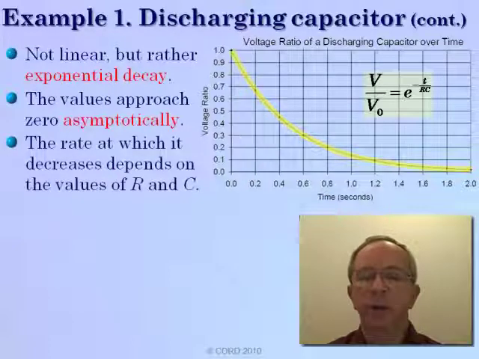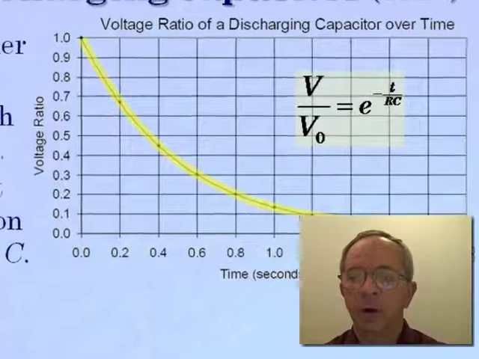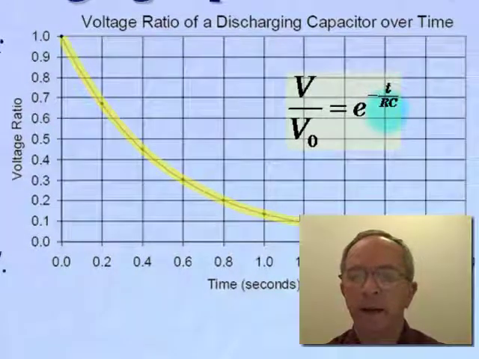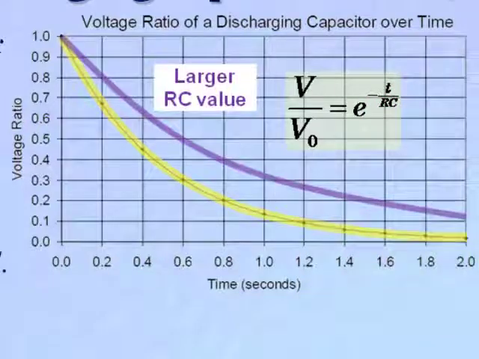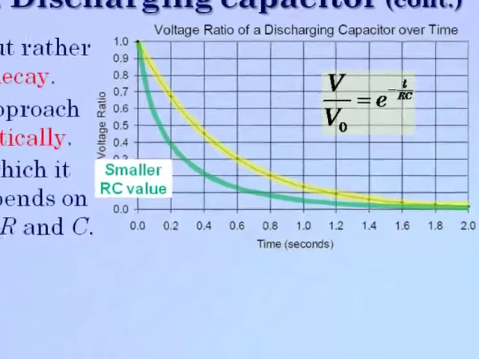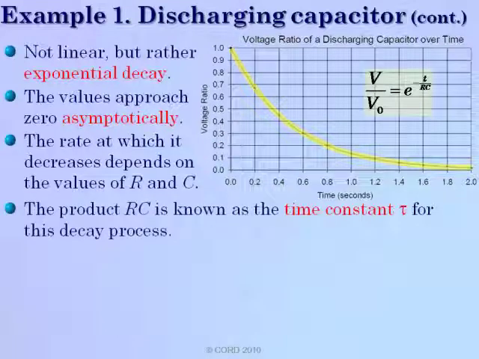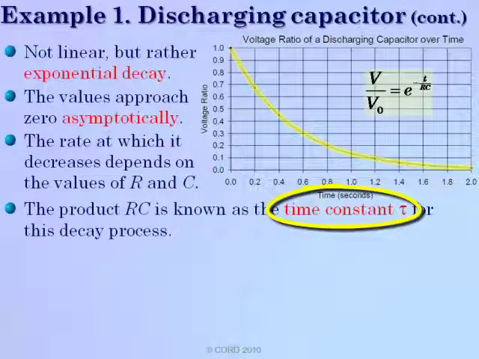Well, the rate at which it decreases depends on the values of R and C. And if you look in our formula, in the exponent we have T divided by RC. So if we have a large RC value, then the curve is going to be much flatter than it is right now. If we have a smaller RC value, that curve will be much steeper. So R and C seem to have a very important effect on the shape of our exponential decay graph. That product, RC, is known as the time constant, or tau, the Greek letter tau. T-A-U is the way it's spelled.